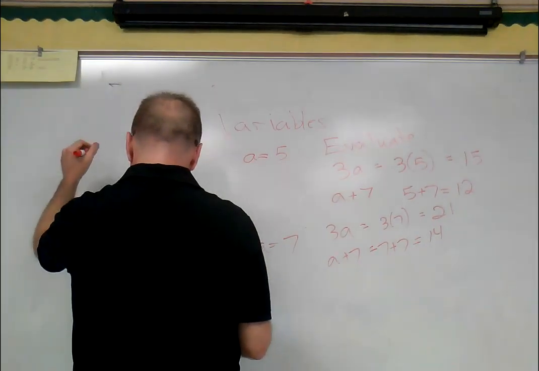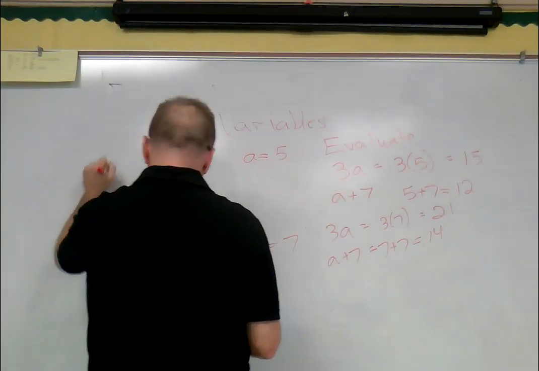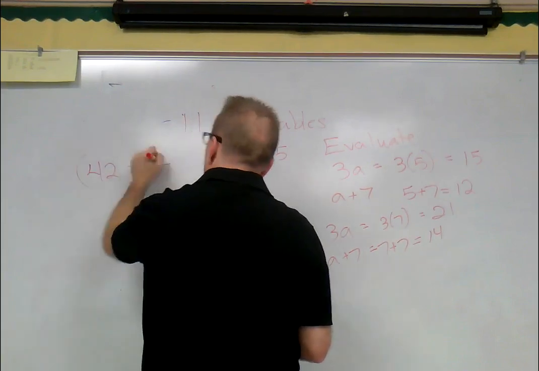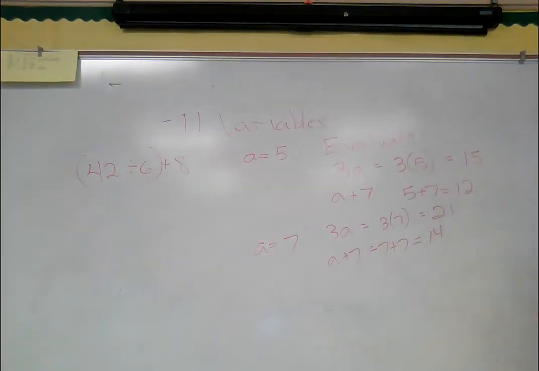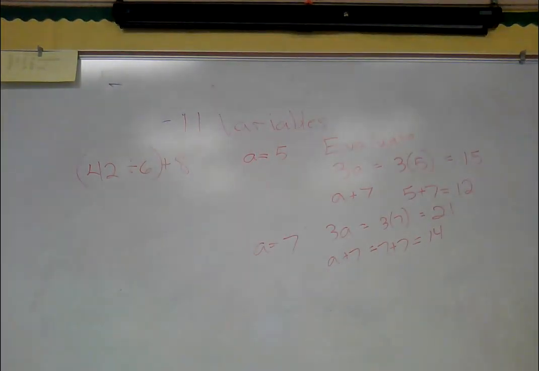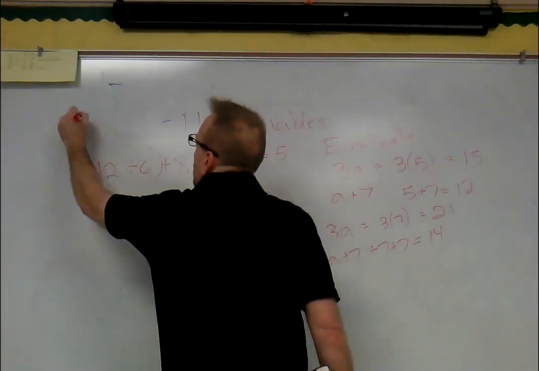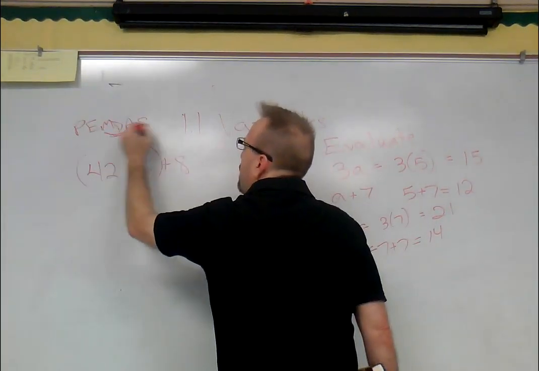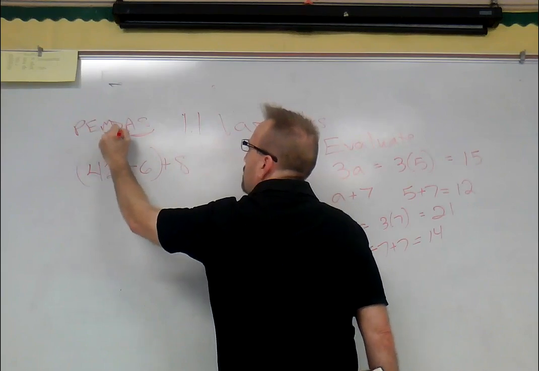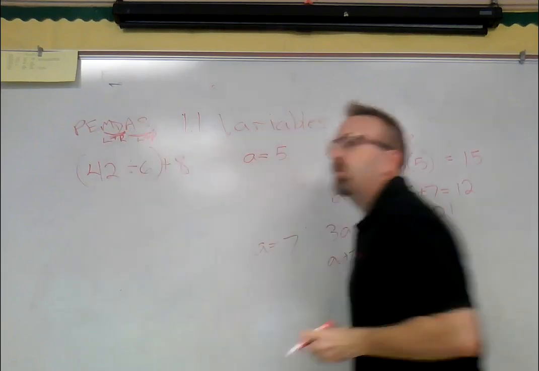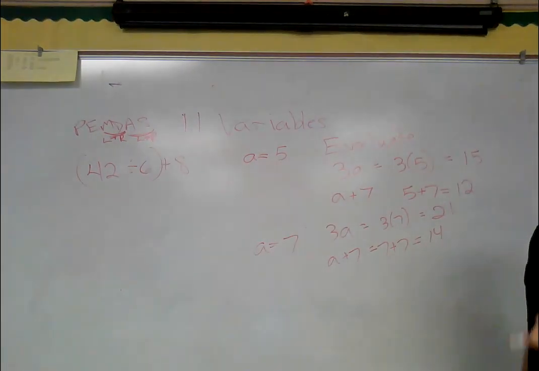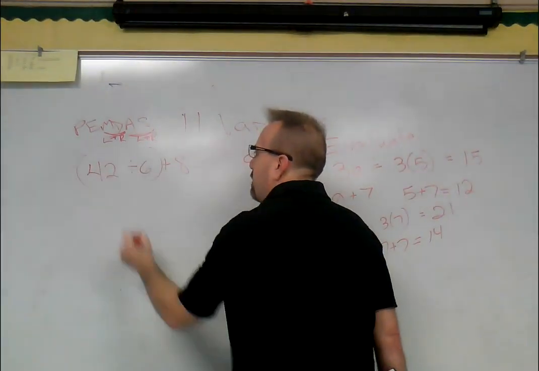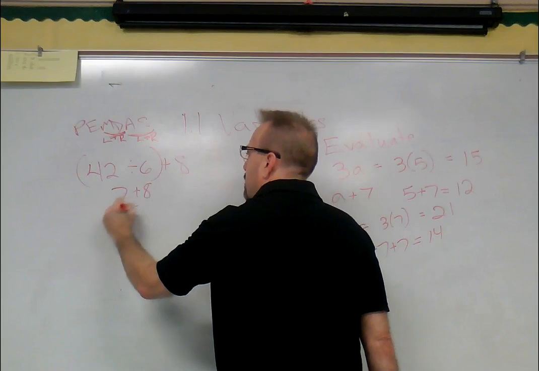Now let's do a couple of order of operations. We have 42 divided by 6, and we're going to add 8 to that. By order of operations, we go back to PEMDAS: parentheses, exponents, multiply, divide, add or subtract. Remember, it's whichever one is furthest on the left. Same with addition or subtraction, whichever one is furthest on the left if you have more than one. But we have parentheses, so we can start in there. What is 42 divided by 6? 7. 7 plus 8 is 15.